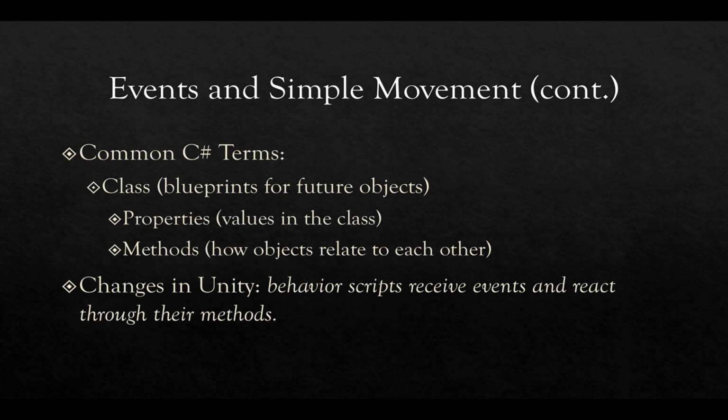So some common terms, though, that I'm going to talk about quite a lot as we go forward is a class, which can be thought of as a blueprint for a future object. So we create a class that defines a future object. And objects, as part of object-oriented programming, have two key things. They have properties, which are values that are part of the class and therefore part of a future object, and they have methods.